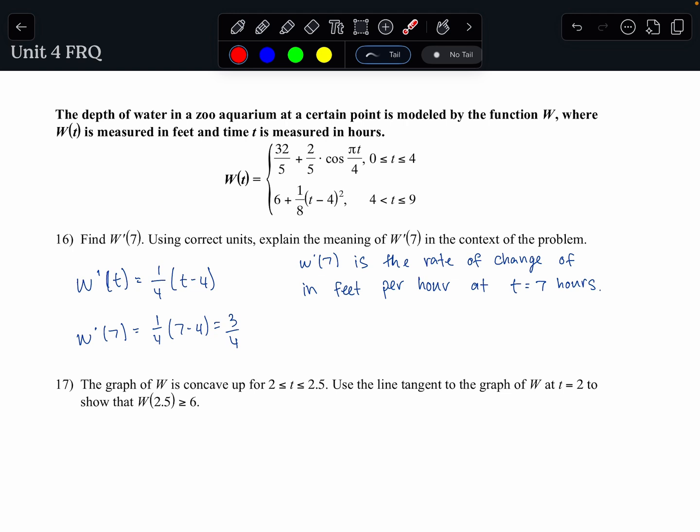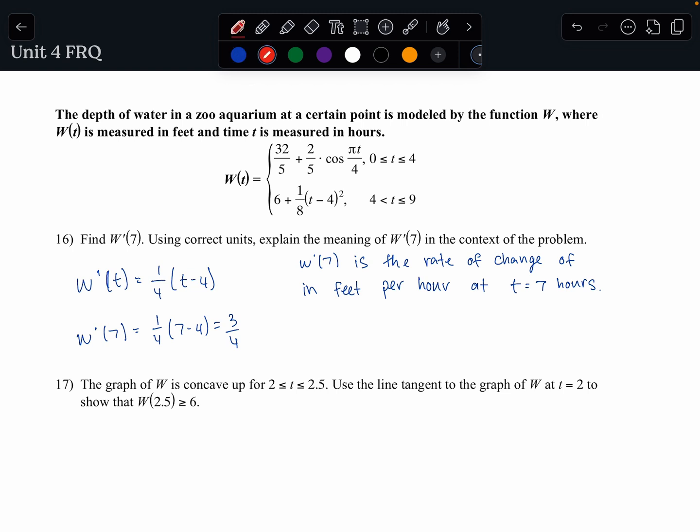Trying to think if I should add in words like increasing or decreasing. So W prime of 7 is the rate of change in feet per hour. Yeah, I probably started it off pretty wrong, and that's why I can't get it to sound as good as I want it to, but let's just say this right here.